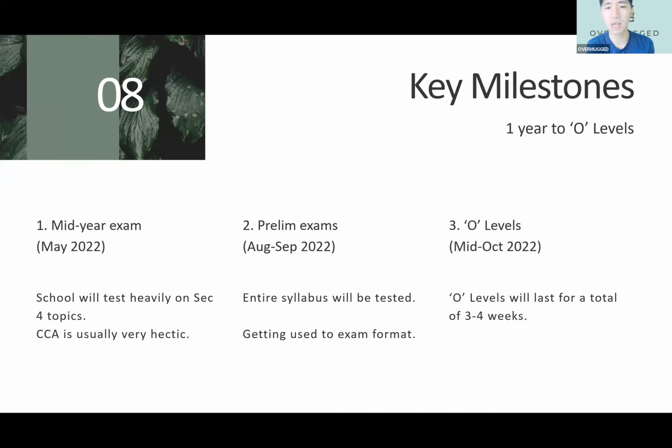But by prelims, most schools usually give you the full length paper, which means the exact hours that you'll be sitting for O-levels eventually. Okay, O-level itself usually starts in the third week of October and usually lasts for 3 to 4 weeks, right? So for science, usually it's in the second week, and the MCQ is in the fourth week. Okay, so this one, don't worry about it yet.